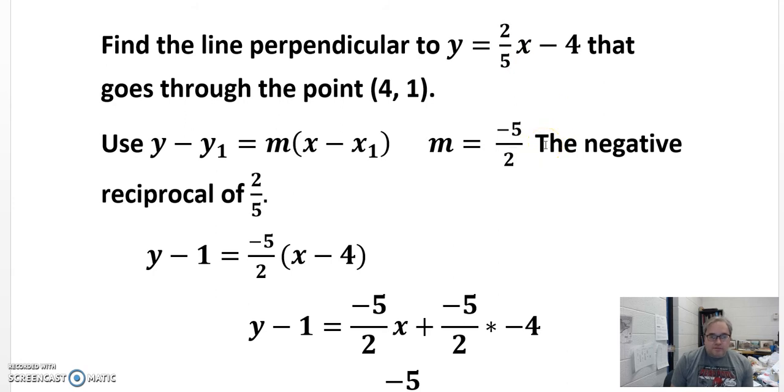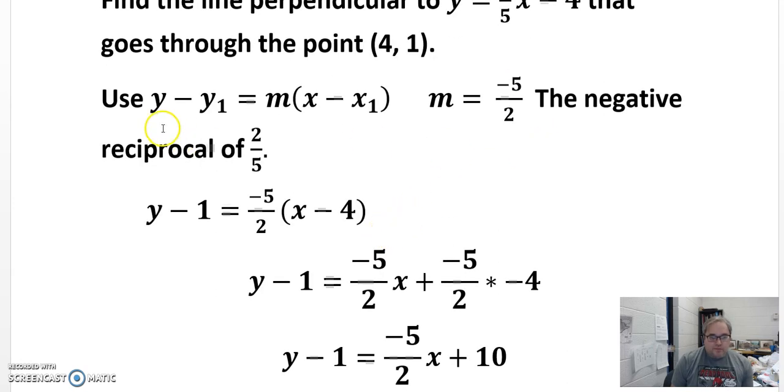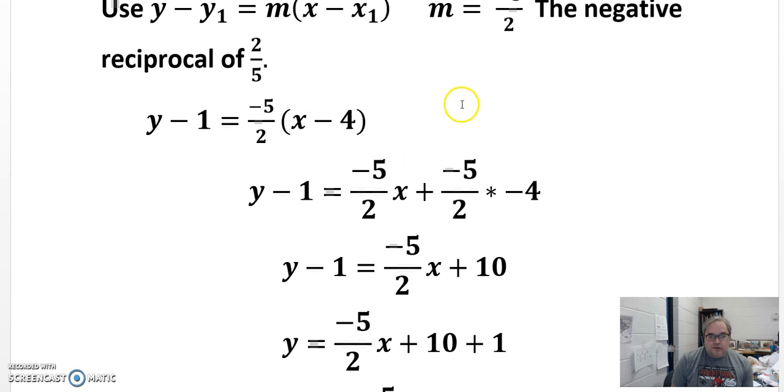So go to my point slope form, plug in my point, plug in my slope, and talk you through this a little bit. I'm going to distribute that negative 5/2, and I want to focus in right here. 2 goes into negative 4, negative 2 times. Negative 2 times negative 5 is 10. That's one way to simplify.